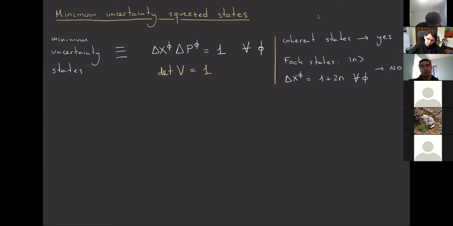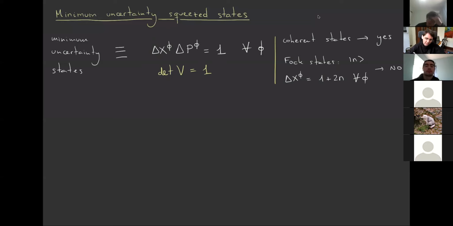Of course, there is one Fock state that is a minimum uncertainty state, and that's the vacuum state. But that's not a surprise, because a coherent state with 0 amplitude is also the vacuum state. So any Fock state with n larger than 0 is not a minimum uncertainty state. This doesn't mean it cannot be squeezed, okay? We can start from a Fock state and then do some operation to squeeze it. That's not a problem, but it will just not be a minimum uncertainty squeezed state.